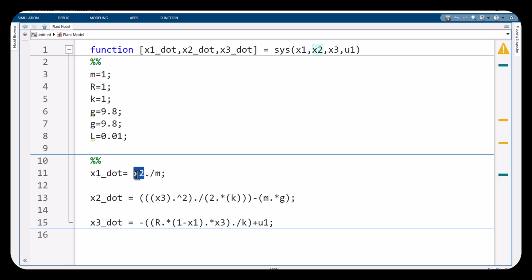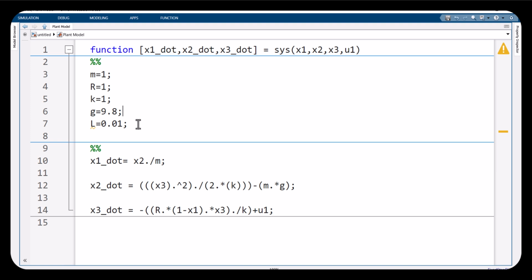So x2 is the state variable that I can get after integrating this part. I will just leave x1, x2, x3 as they are and concentrate on the rest of the information. In this equation I have k, m, and g, so I will define these variables. I define k equals 1, g equals 9.8, and m, the mass of the ball, in grams or kilograms. You have to look into what your unit is.